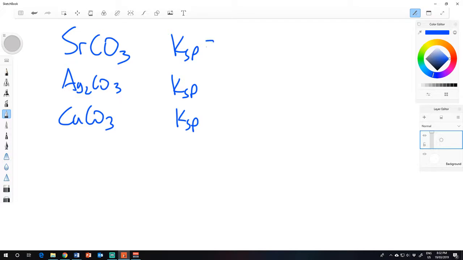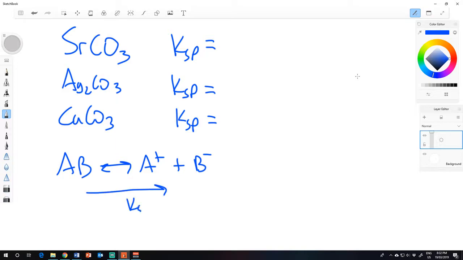Remembering that KSP is a measure of how soluble something is, or basically KSP is a measure of which side of the dissolving equilibrium, solubility equilibrium, is favored. Large KSP favors that side, whereas low KSP favors this side. So basically low KSP is more on the solid side of things, large KSP is more on the aqueous side of things.